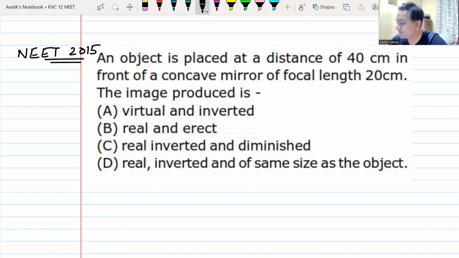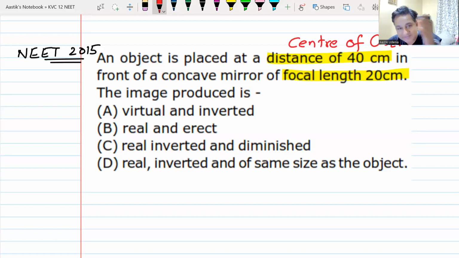See, you don't remember. Focal length is 20 centimeters. Where is the object placed? 40 centimeters. So where is it placed? It is placed on the center of curvature. Do you remember this center of curvature? The object is placed at the center of curvature, my dear friends. So the image will be of the same size. Do we remember this?